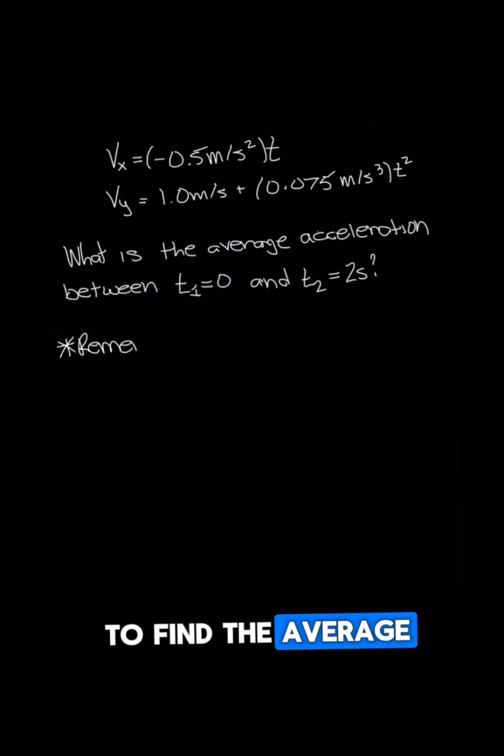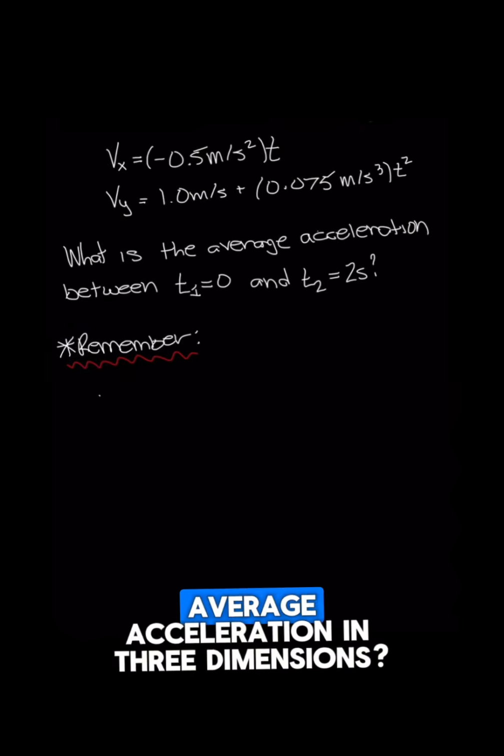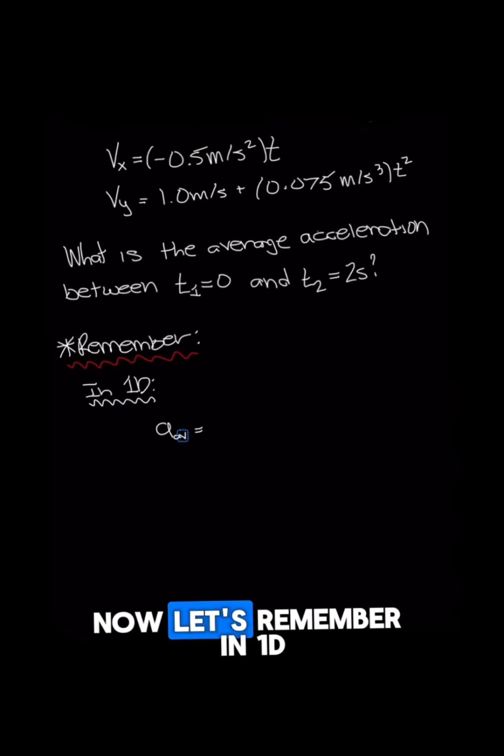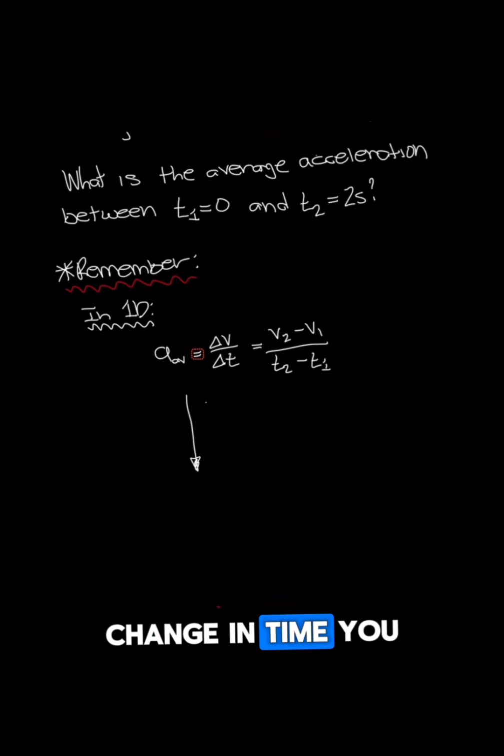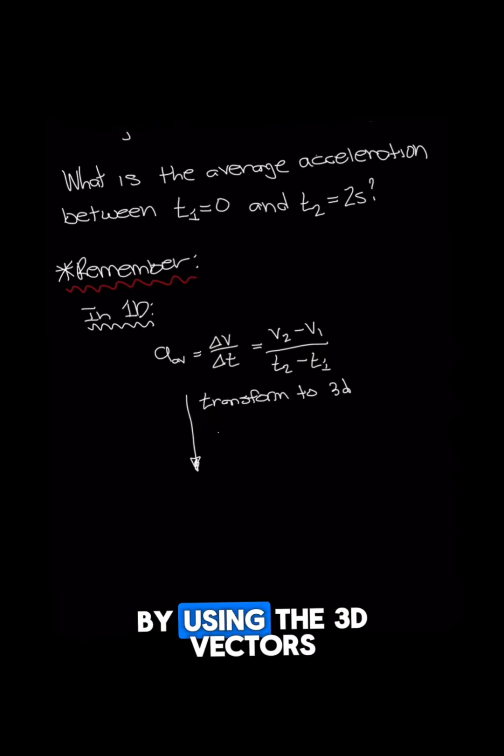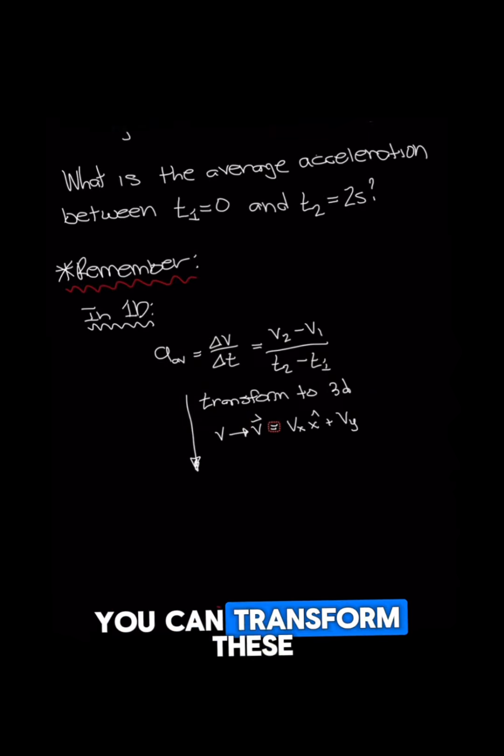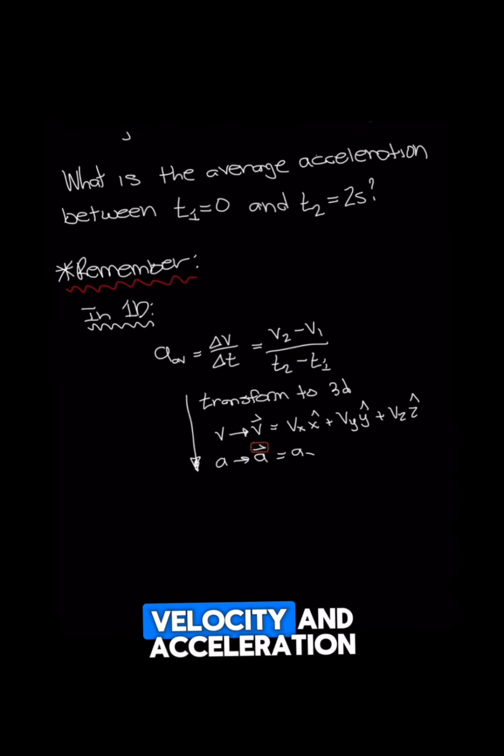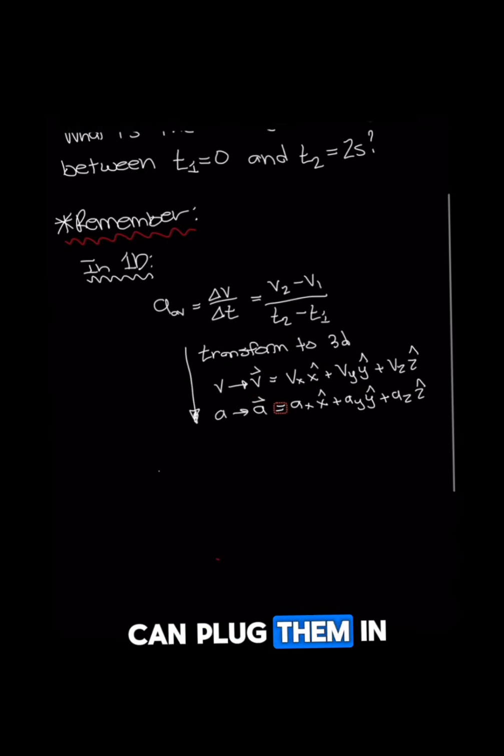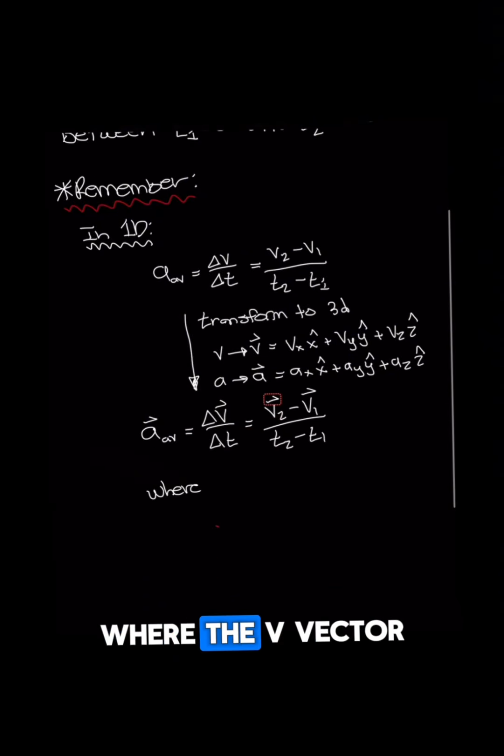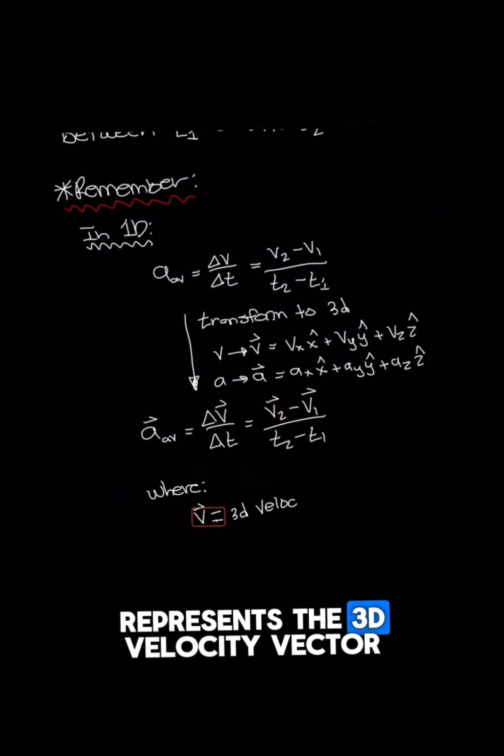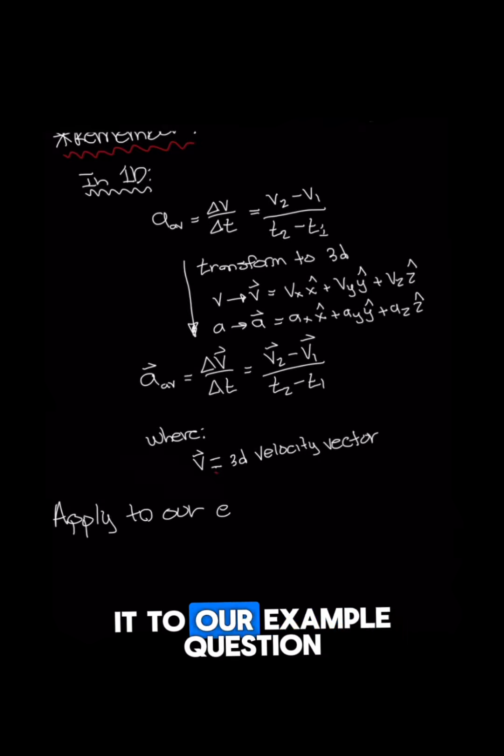It wants us to find the average acceleration in 3D. How do we find average acceleration in 3 dimensions? Now, let's remember in 1D, the average acceleration is equal to the change in velocity over change in time. We could transform this into 3D by using the 3D vectors. So we could transform these two vectors for the velocity and acceleration like so, and we can plug them in to get the new 3D average acceleration equation, where the v vector represents the 3D velocity vector. We can now apply it to our example question.